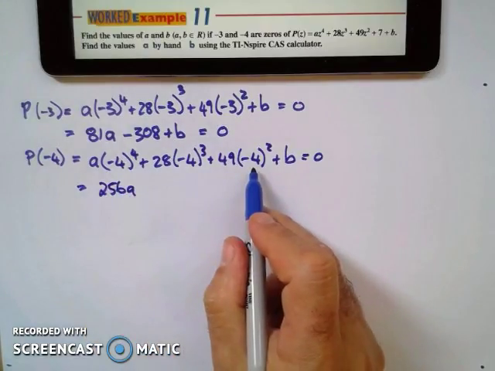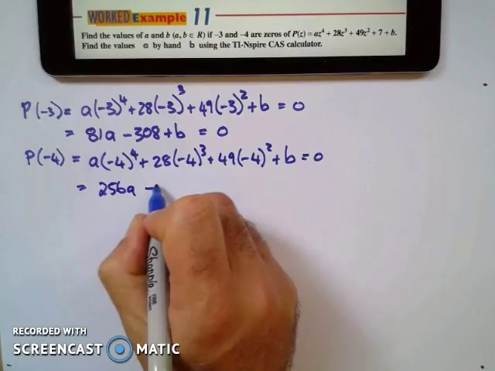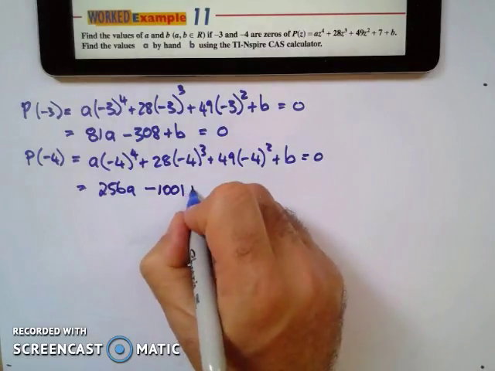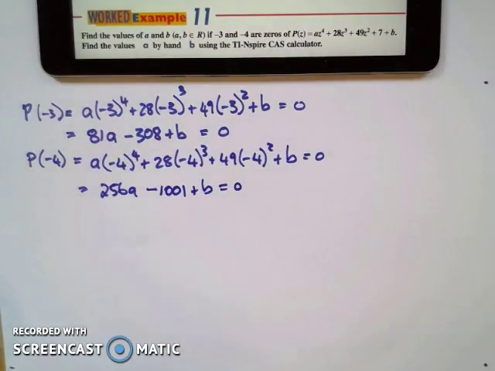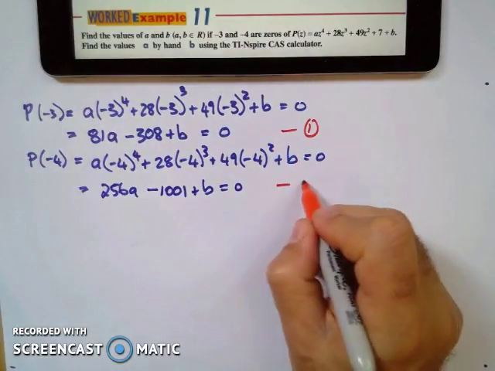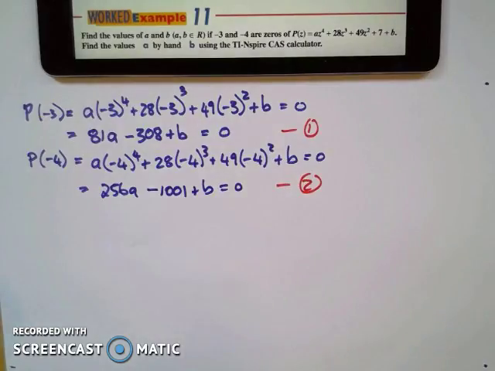Simplify that and that, negative 101, and I have plus B. And I know that this is 0. Now, if this equation 1 equals 0 and equation 2 equals 0, well, then they must be equal.